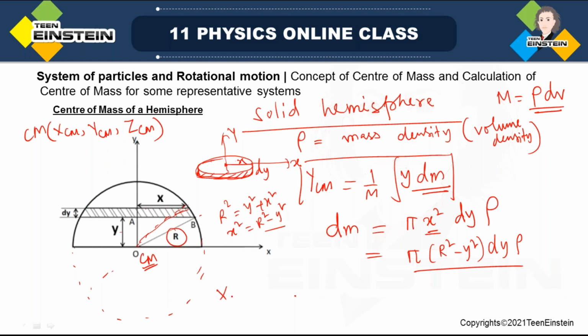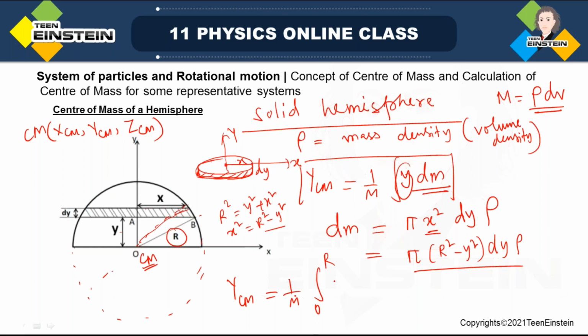So this is the y coordinate; obviously x and z are zero, we have found that out. So y_cm is equal to 1 over m, where m is the total mass of the hemisphere, and we take the integration in terms of y. y goes from 0 to R; even x can also go from 0 to R.